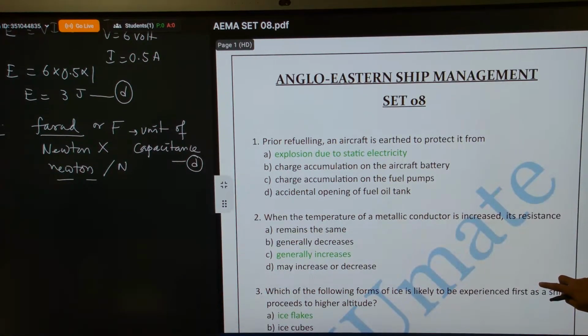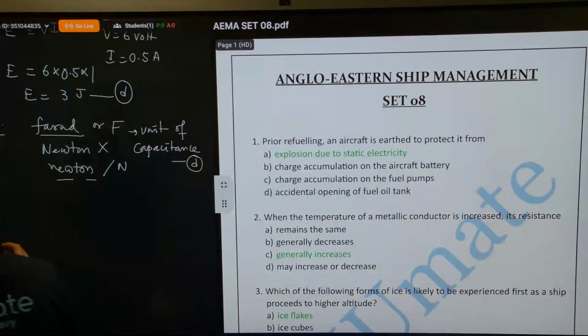Question number 2. When the temperature of a metal increases, what happens to the resistance? Yes, correct. Very good. Good observation. When the temperature of a metallic conductor is increased, the resistance generally increases.